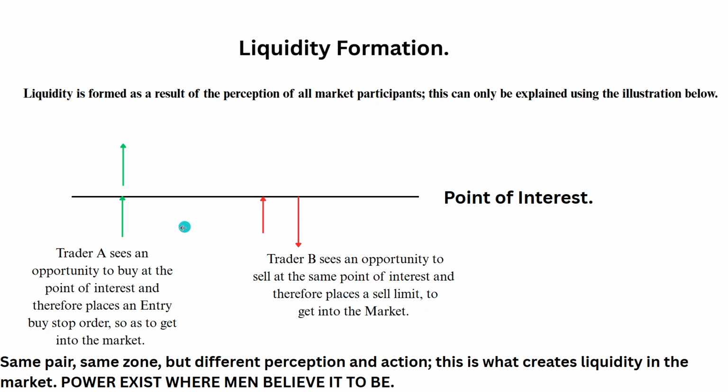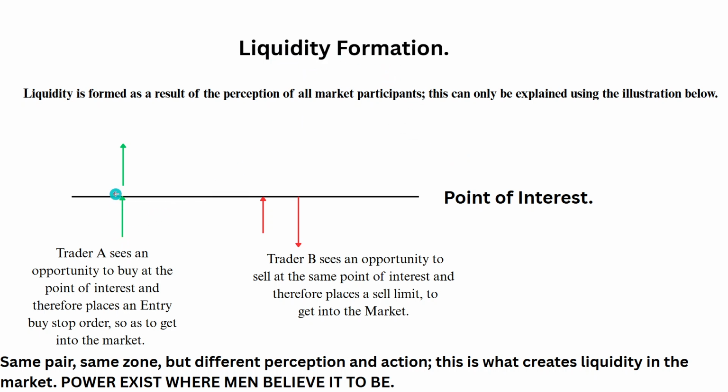What has happened? Trader A is placing a buy stop. Trader B is placing a sell limit. Both of them have stop losses. Both of them have take profits. They have placed orders just based on their perception of one zone, a point of interest. Is trader A right or trader B wrong? No. Both of them are seeing the market differently. Their perception is what creates liquidity. That's how liquidity is being formed.